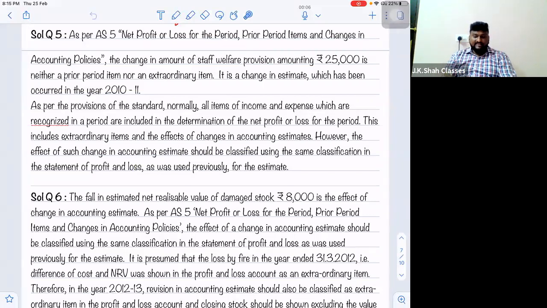So here, since it is a normal staff welfare expense, it is not considered an extraordinary item, and anyhow changes in estimates are not prior period. So here we classify them as not prior period and not extraordinary, but we classify them as ordinary items only. So this solution you will provide for question number 5.